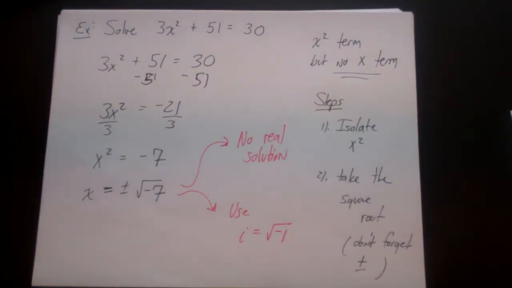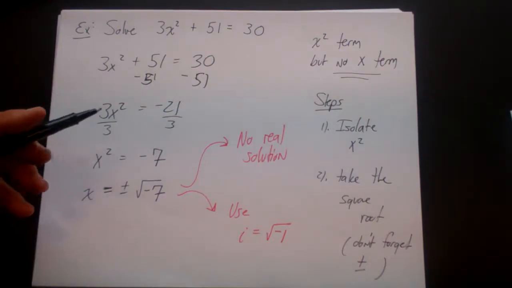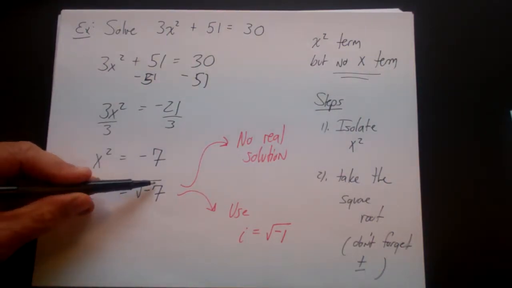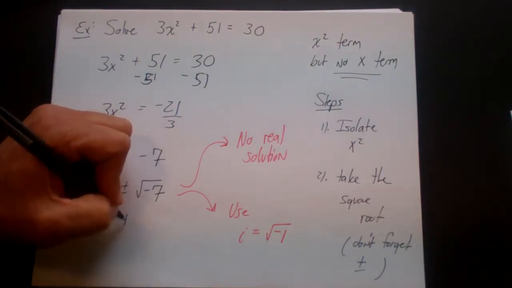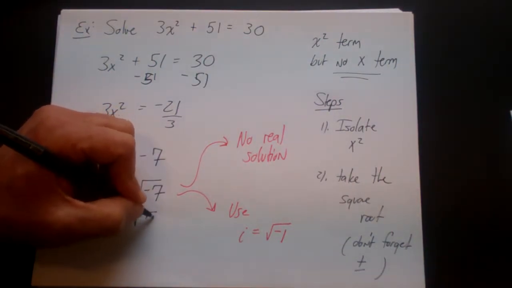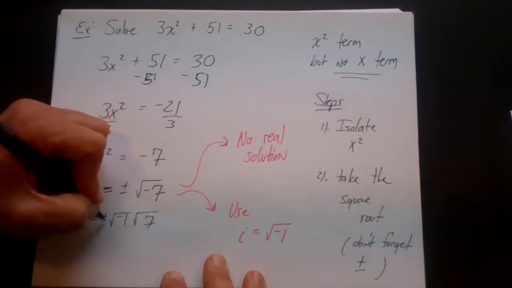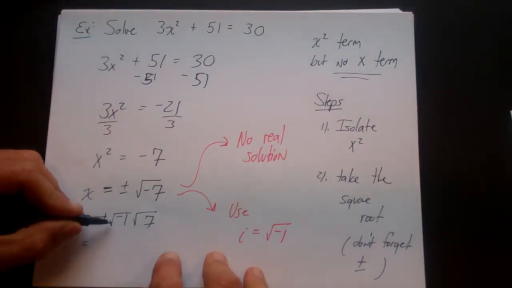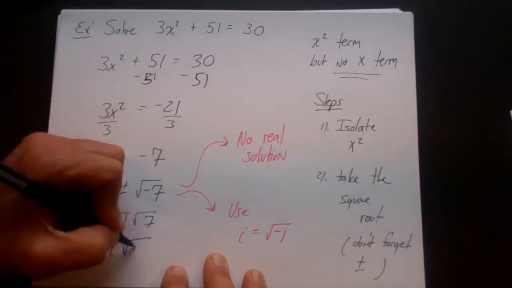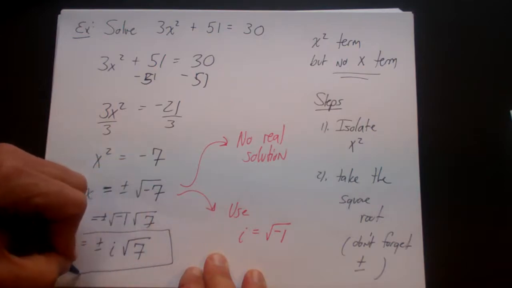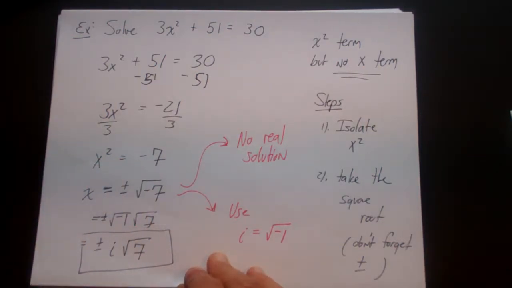In this particular case, what I'm going to do is continue going on. So I'm going to simplify the square root of negative 7. So negative 7, I'm going to break that up into a minus 1 and a 7. I'm going to keep my plus or minus. The square root of minus 1 is i, so my final answer is plus or minus i square root of 7. So that's my answer right there.